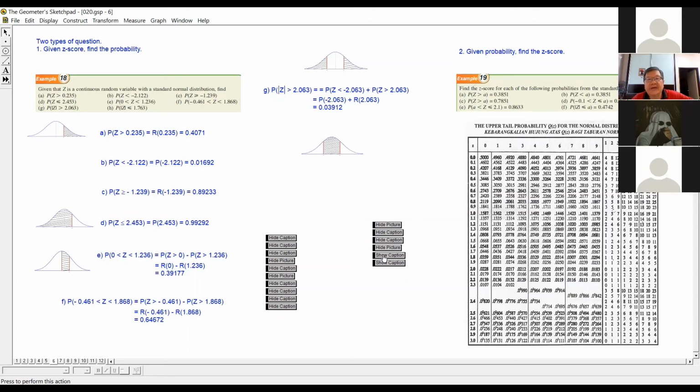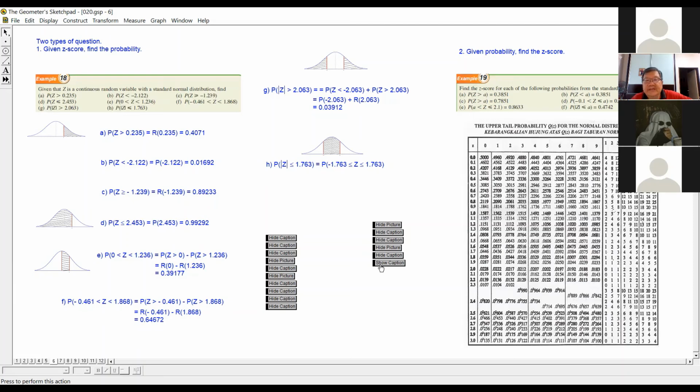Either the P minus P or the R minus R. So they want the probability of the magnitude of Z, or the absolute value of Z less than 1.7. It means that they want the probability between negative 1.7 and positive 1.7. So how to find the area between? We have like this one, like question E.